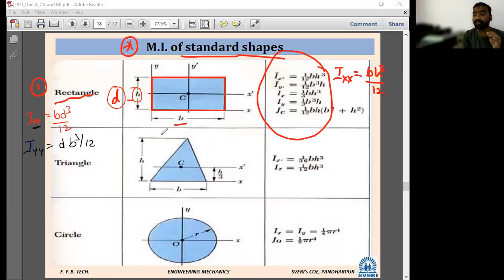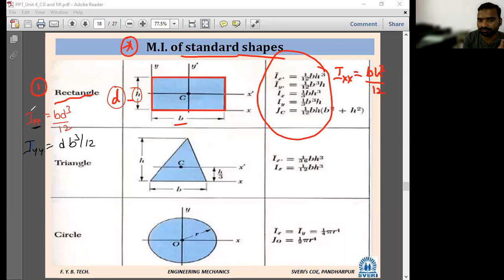Okay, it depends on your figure and depends on your question, which term is being asked. See, what is the unit of B? mm. D cube is mm cube. What is the total? mm raised to 4. So is it correct? Moment of inertia?